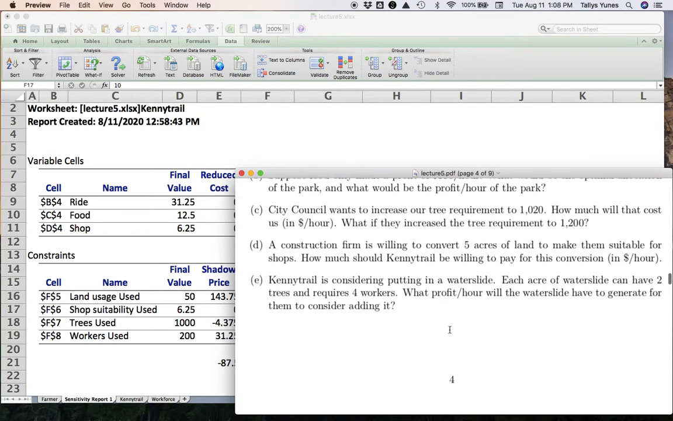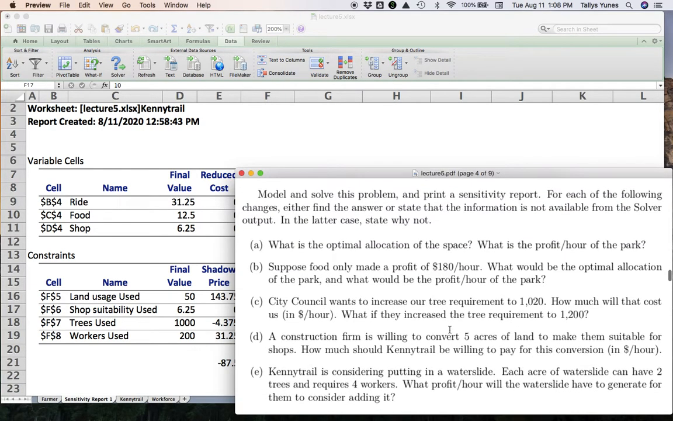And I think the last question is the following. They're considering putting in a water slide activity. So it's a new activity. A water slide could be considered a ride, but for our purposes here, this water slide is like a special kind of ride that isn't any of these currently there. Each acre of water slide can have 2 trees and requires 4 workers.